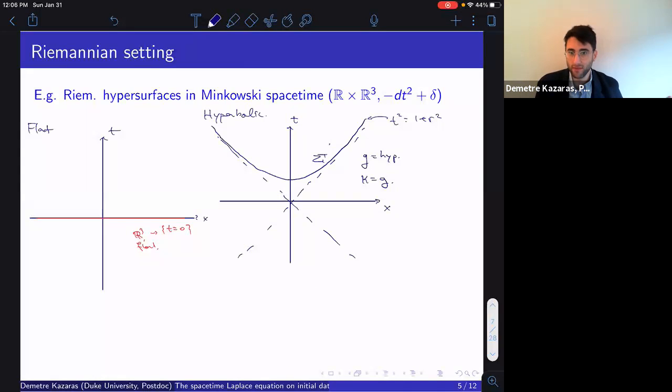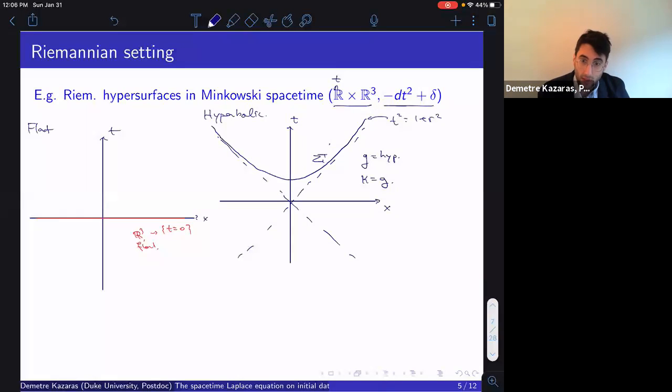Okay, so we should understand carefully the flat spacetime, Minkowski spacetime. It's given as a manifold as R4, R cross R3, where I'll call t the coordinate on the first factor, and the Lorentz metric is given by minus dt squared plus the flat metric on the R3 piece.